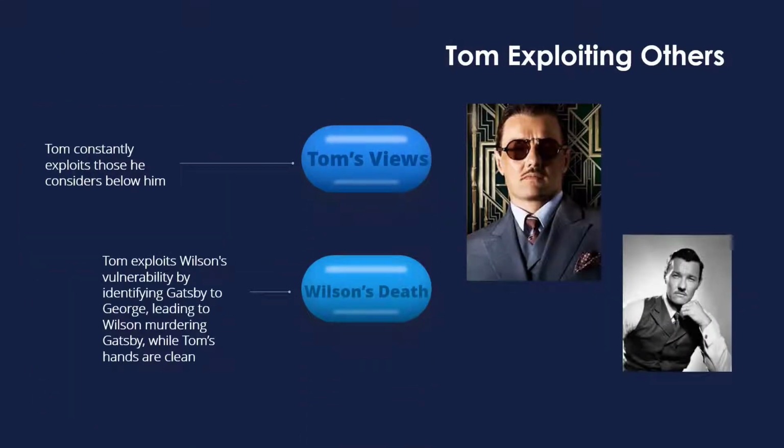Tom views everyone that is below him as inferior. Tom believes he is at the top of the chain and no one can be above him. He constantly taunts Gatsby and judges him from the moment he meets him. As soon as readers meet George Wilson, Tom insults his intelligence and ability to perceive things. Tom also exploits Wilson's vulnerability by identifying Gatsby to him, leading to Wilson murdering Gatsby, while Tom's hands remain clean of the crime.